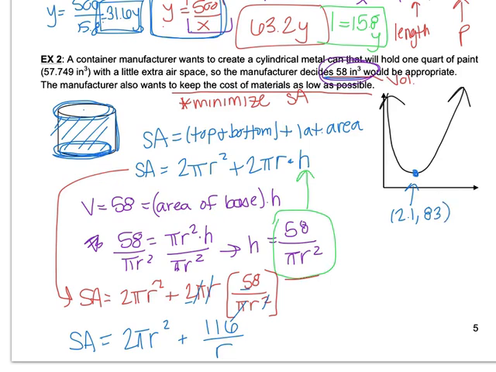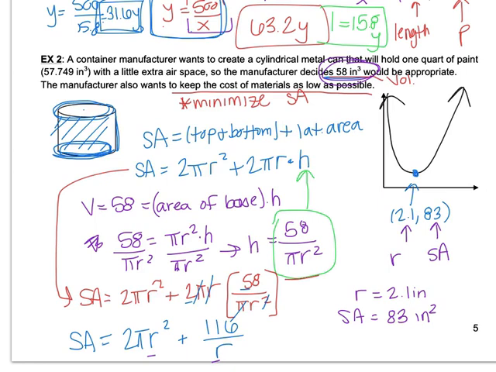Okay, so it's important to understand what those numbers represent. Remember, those x values were these r's. So this is the radius of our can. That's important because we need to know the dimensions of the can to get the minimum surface area. So the dimensions of the can that we want would be a radius of 2.1 inches. That would produce the minimum surface area of 83 square inches.